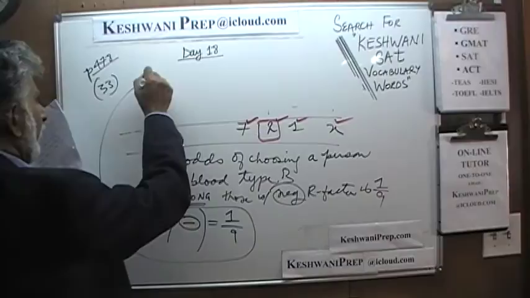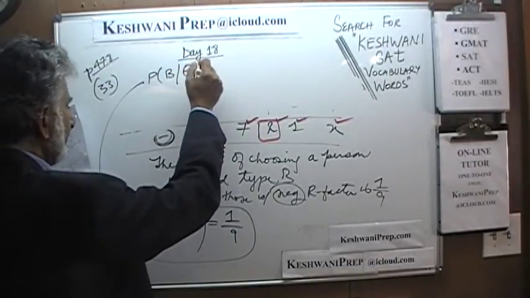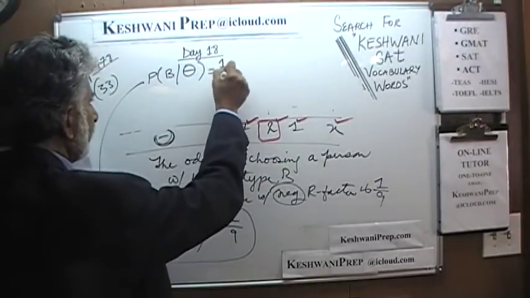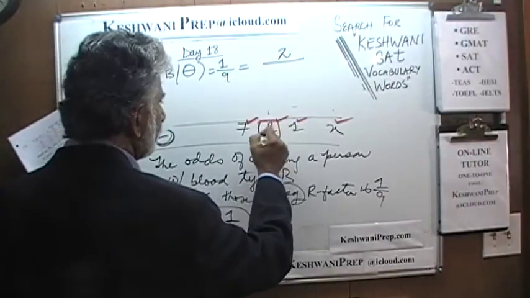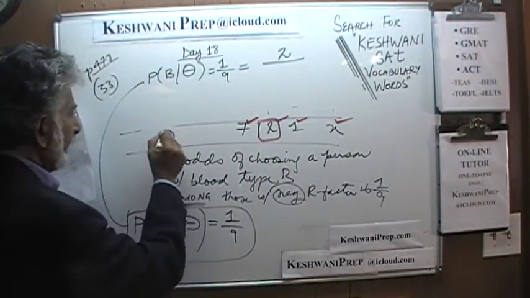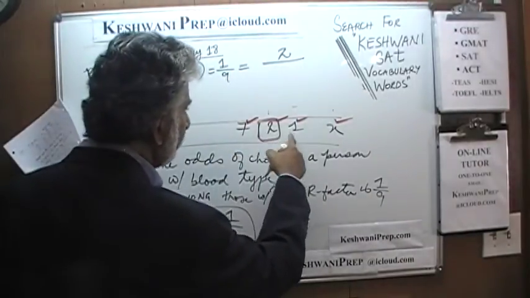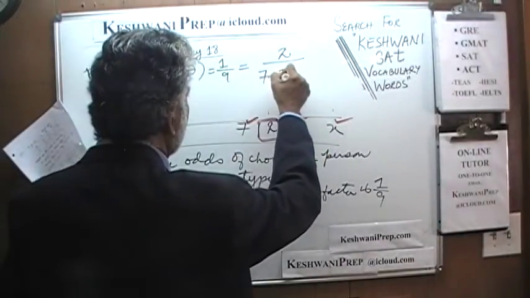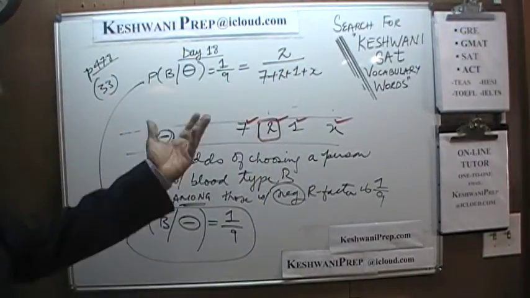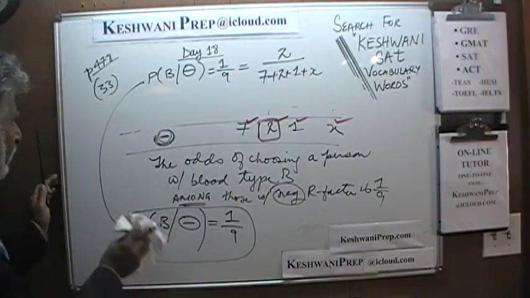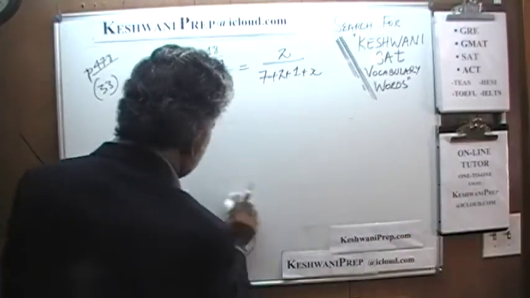The same information. The odds of picking somebody with a blood type of B, given that he has a negative R factor, is equal to 1/9, we are told. And we know there are two such people right here. There are two such people who have a negative R factor and a blood type of B among 7 plus 2 plus 1 plus X. And there is your equation. And the rest is very easy. Now it's a very simple linear equation. We solve it and we're done.